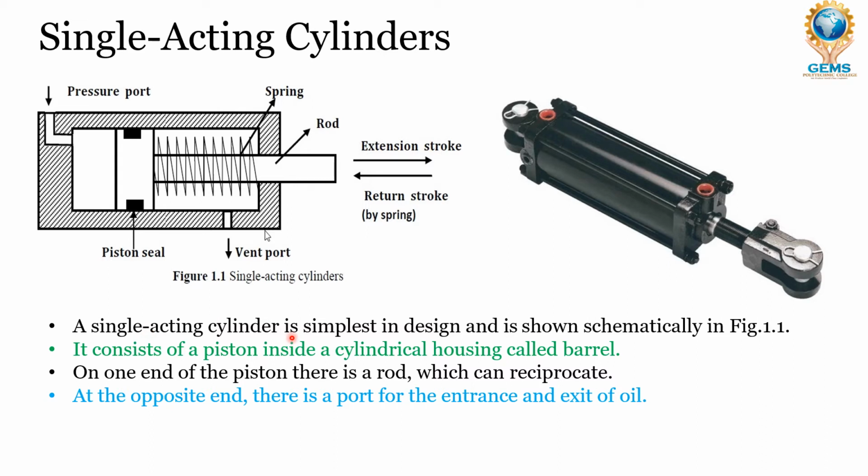A single acting cylinder is simplest in design and is shown schematically in this figure. It consists of a piston inside a cylindrical housing called the barrel. On one end of the piston there is a rod which can reciprocate. At the opposite end there is a port for the entrance and exit of oil.